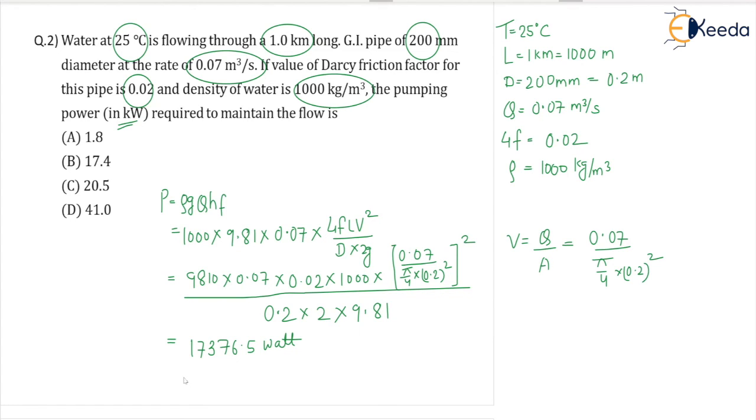If you convert to kilowatt, you will get 17.37 kilowatt. So I hope you can guess which one is the correct answer. 17.37 is equal to 17.4 kilowatt. Option B is the right answer. 17.4 kilowatt is the pumping power required to maintain the flow. Okay, thank you.